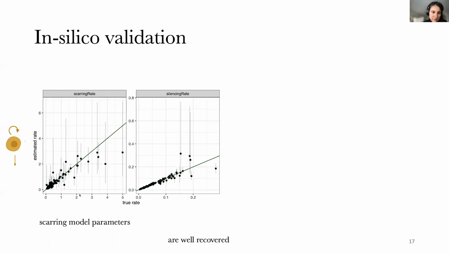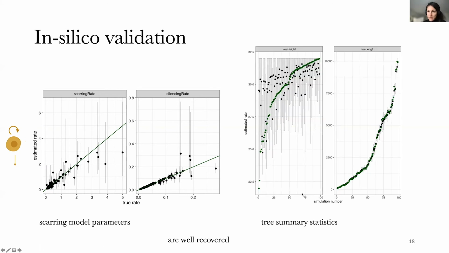I plot here the results of the simulation study, and on the x-axis, you see the true rate, and on the y-axis, the estimated rate. And every dot represents the median value of the posterior that we infer for one particular alignment, and the gray bars represent the highest posterior density region. So ideally, we want these black dots to follow the green line, and the gray bars to always contain the truth, represented here by the green line. And we can see that this is the case. So our scarring model parameters are well recovered.